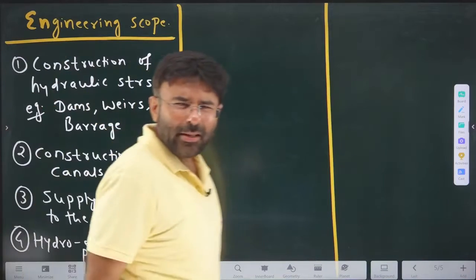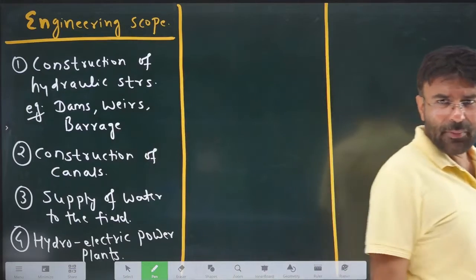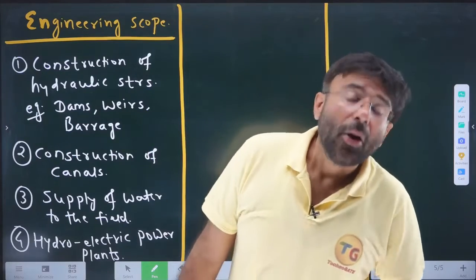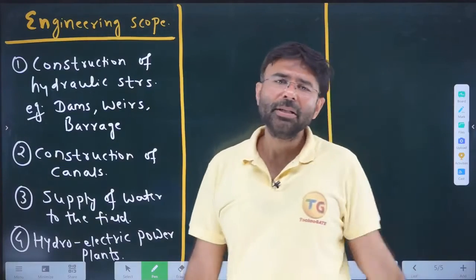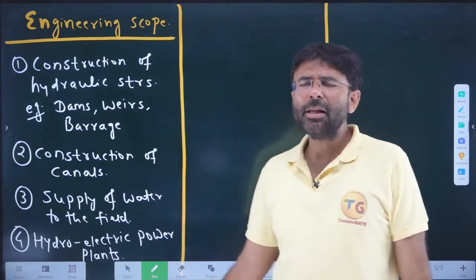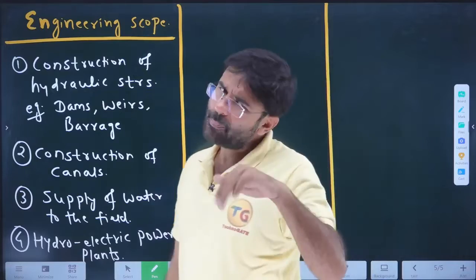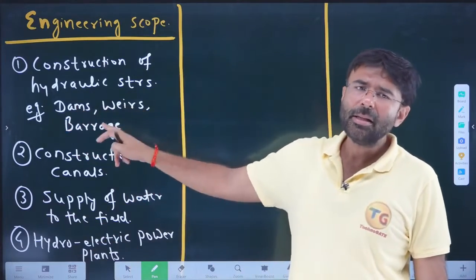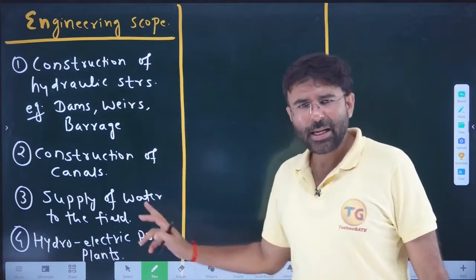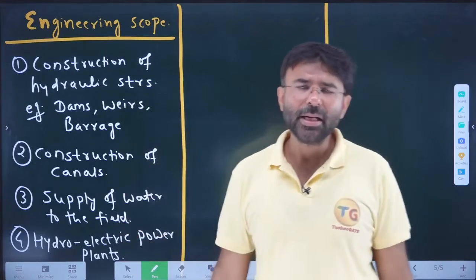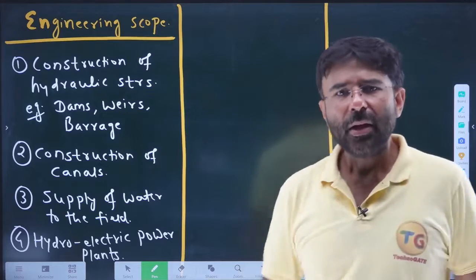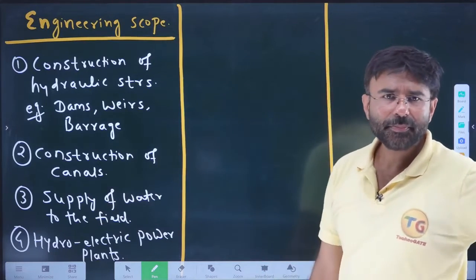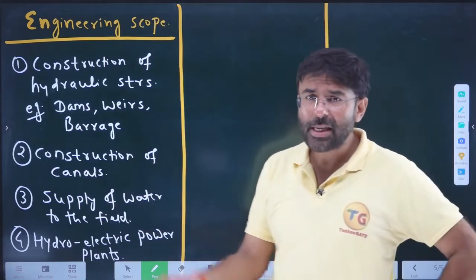Wherever a dam is constructed, 90% of the gravity dams in our country include hydroelectric power plant construction or hydroelectric power generation. What is hydroelectric power? How are the plants set up? That is part of the discussion when we will be discussing the concept of dams. There I'll tell you the details of hydroelectric power plants also. So as a civil engineer, this is the scope of irrigation engineering. Why do we study irrigation engineering as a civil engineer?